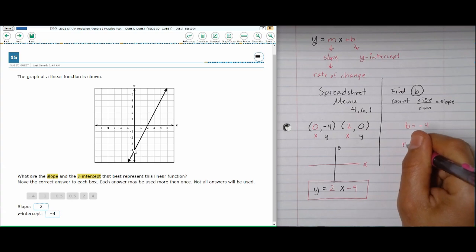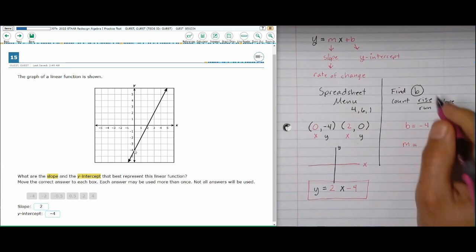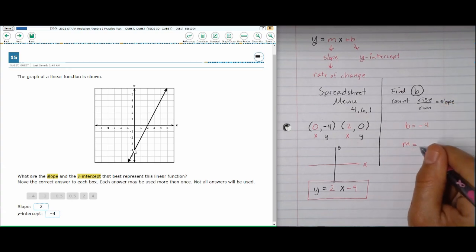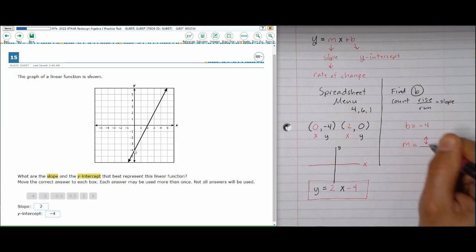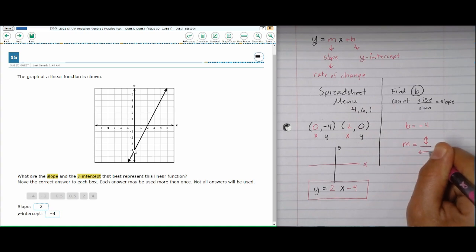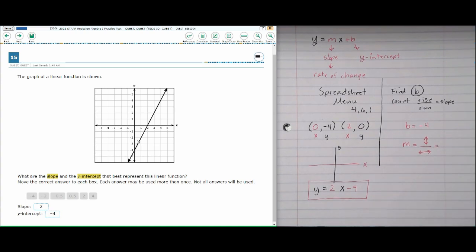And then to find my m, my slope, I'm looking at my rise over run. When I say rise over run, I'm going to look at the up and down movement over the run, which is my left and right movement, from one point to another on the graph. So I'm going to give you an example here.